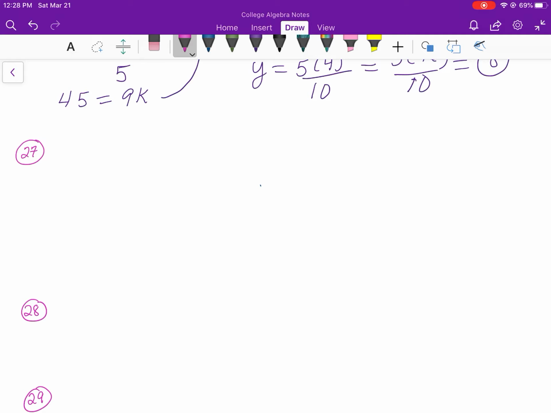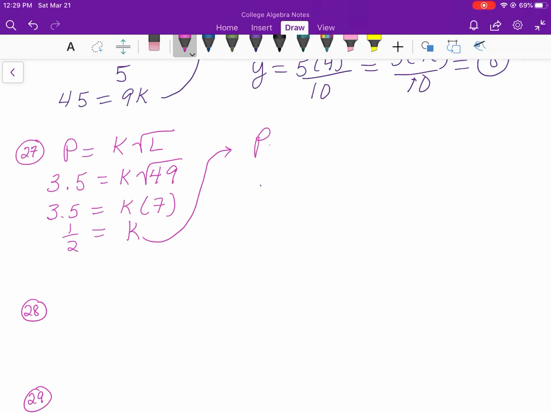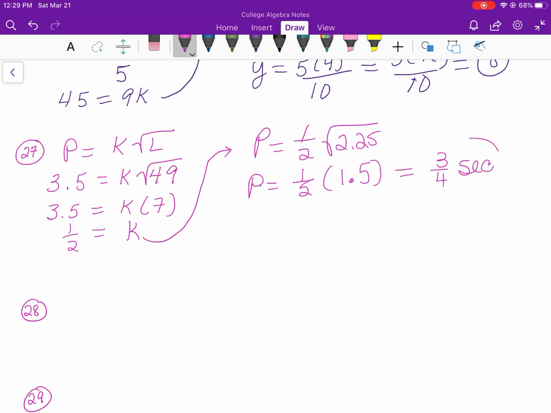Number 27. Period varies directly as the square root of L. If the period's 3.5 when the length is 49 inches, I'm going to get a k of 1/2. When I start over, I'm going to find the period for a length of 2.25. All right, the square root of 2.25 is 1.5. Half of that is 3/4 of a second.